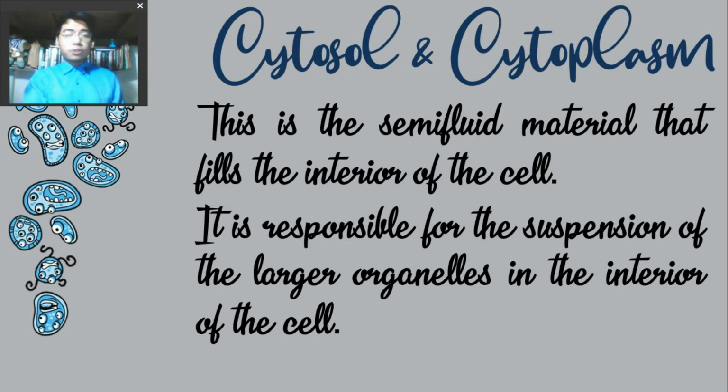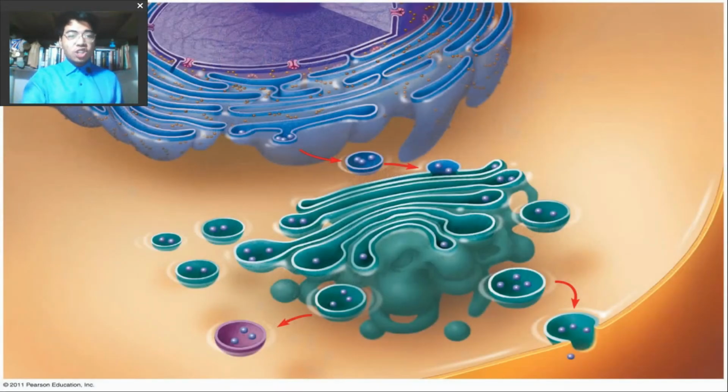If we're going to observe the cytosol and the cytoplasm, we're actually going to observe here that it is present in between the plasma membrane and the nucleus. For instance, this is an example that is present among eukaryotic organisms. This is an example of a eukaryotic cell, and you can observe here the presence of the nucleus.